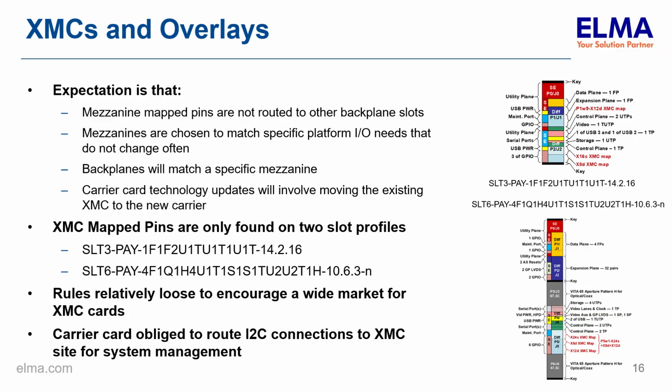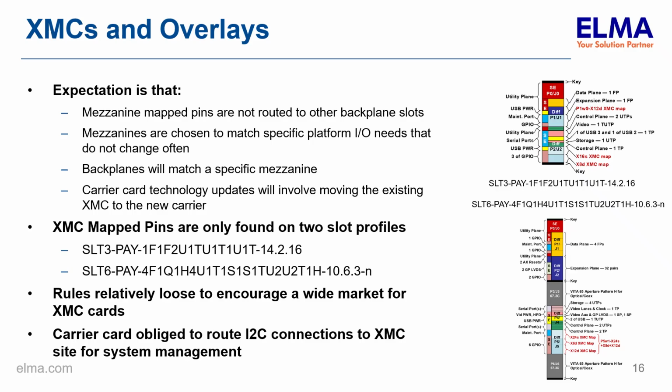This in turn means that XMC pin routing must go somewhere else, which in most cases means outside of the chassis. Mezzanines are chosen to match specific platform I/O needs that are not expected to change over time, or at least very often. It is probably intuitively obvious, but deployable backplanes will be designed with a specific mezzanine in mind, routing its signals as needed. And lastly, carrier card technology insertions can be accomplished by moving the mezzanine to a new carrier before inserting it into a chassis, with the rules in the standard ensuring that the signals map correctly.